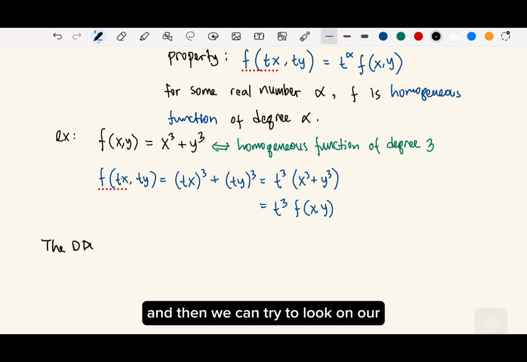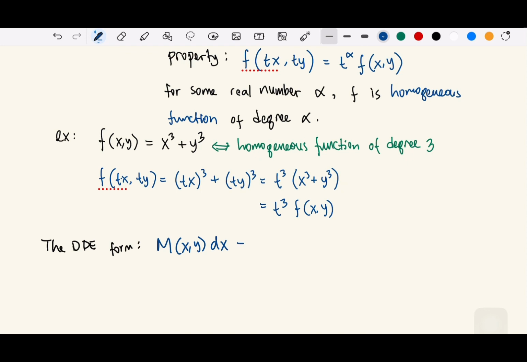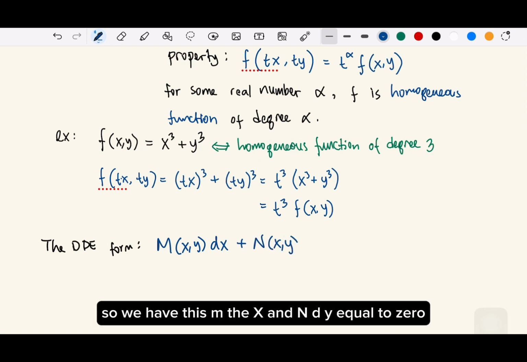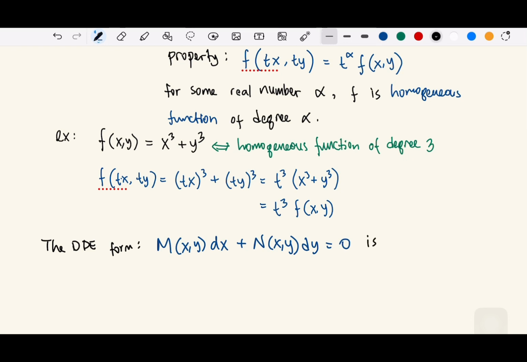And then we can look at our differential equation form, similar to what we have in exact equations: M dx plus N dy equals 0. If we figure out M and N, this differential equation form will be homogeneous if the coefficients M and N are of the same degree.